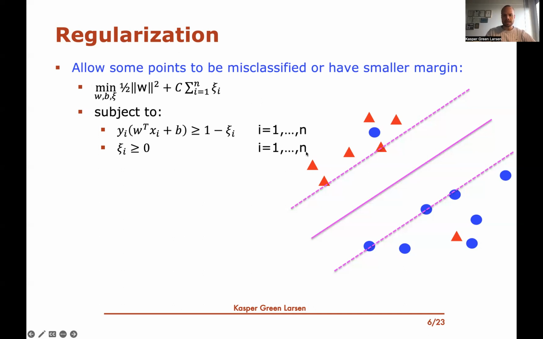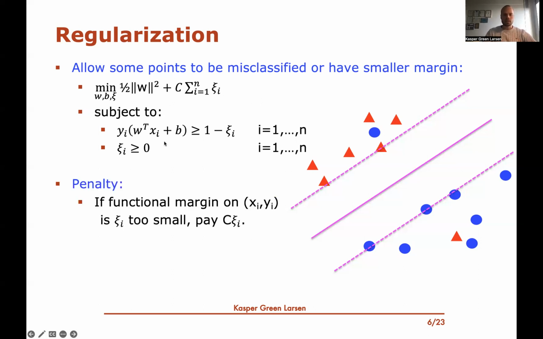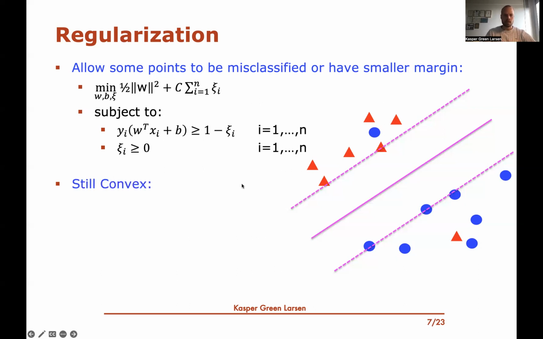If we did not have the psi i's and the data set is not linearly separable, then there might not be a feasible solution to this optimization problem. Okay, so basically the idea is that if the functional margin on the training example xi, yi is too small, then you have to pay C times psi for that point.